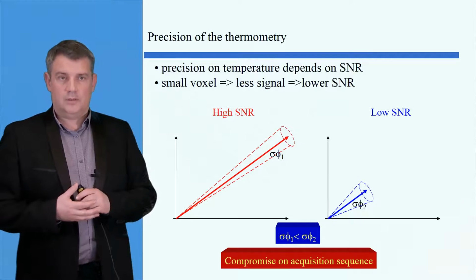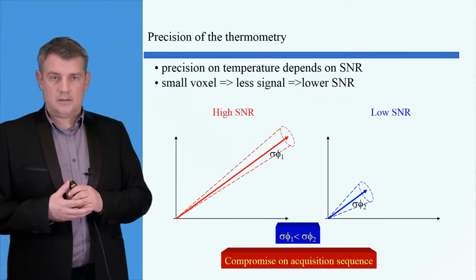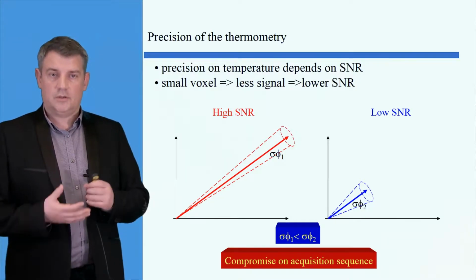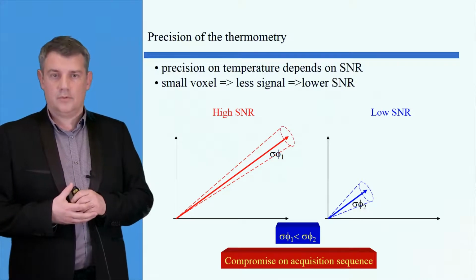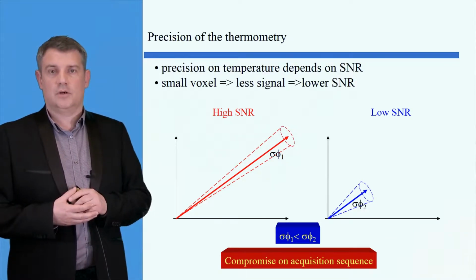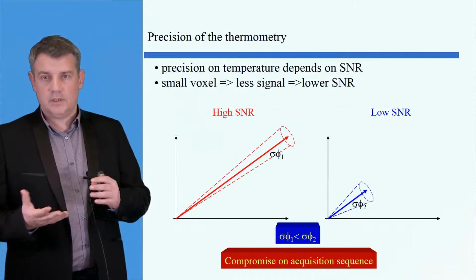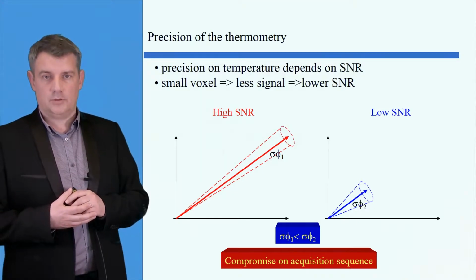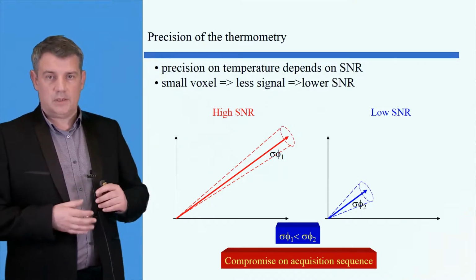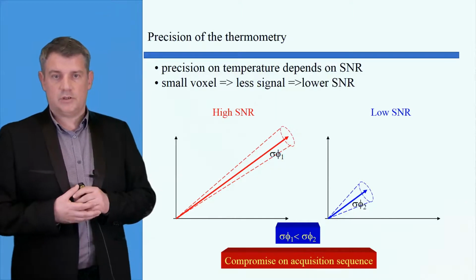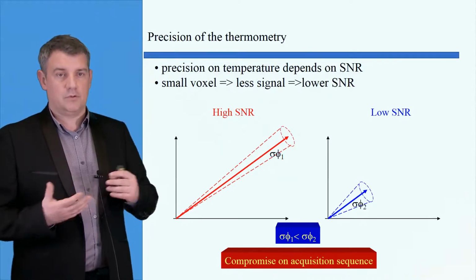But you have to understand that there are some limitations or important parameters that you have to take into account, which mainly deal with the precision of the MR thermometry. The main point, in my point of view, is that the precision of the thermometry depends on the signal-to-noise ratio.